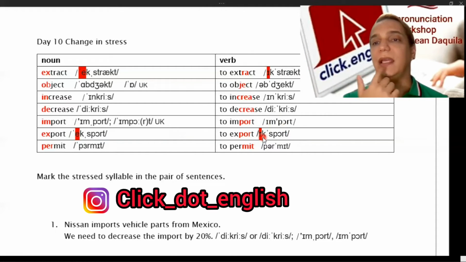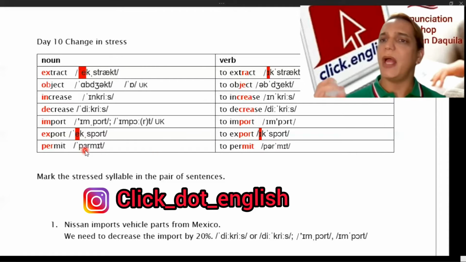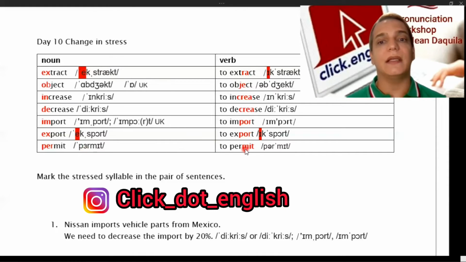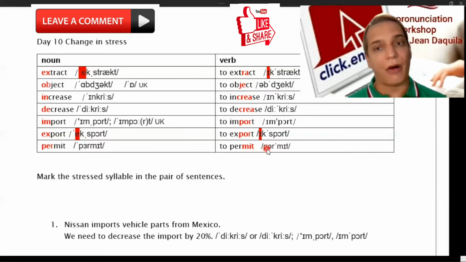I'm going to X and the export, export. And here the E is not my stressed syllable anymore. Okay, and finally, I have the permit. Do you have a permit to work here? Do you have a permit? And I permit, I allow, I let you do something, to permit. So these are the changes in stress.